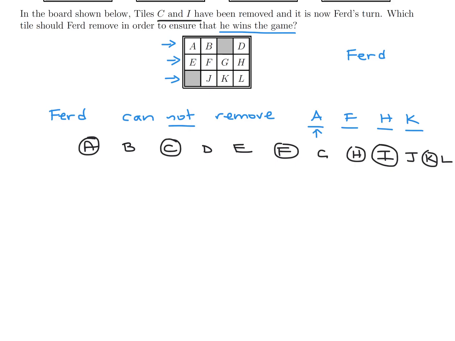Okay, so let's see what happens. If Ferd removes B, D, E, G, J, or L, let's see what the opponent can do.